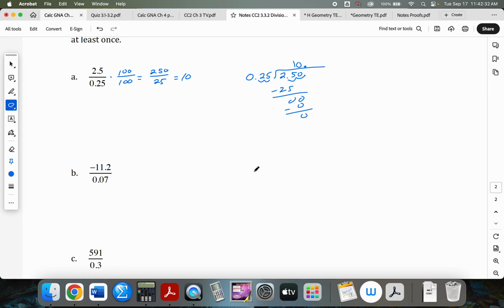Any questions about either of those methods for this one? For this one, I think especially if you're doing it in your head, it's a lot faster to do it the first way.